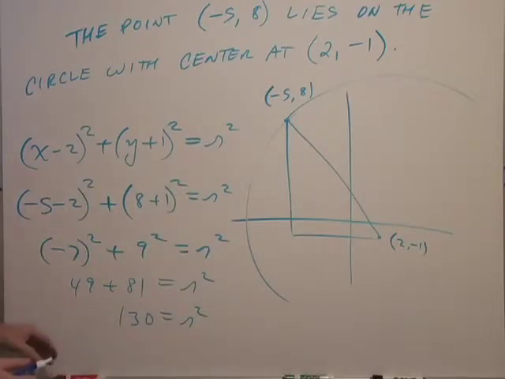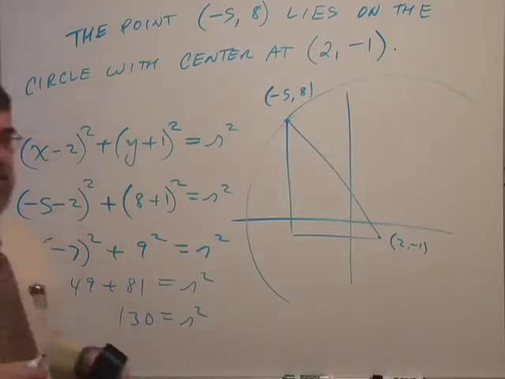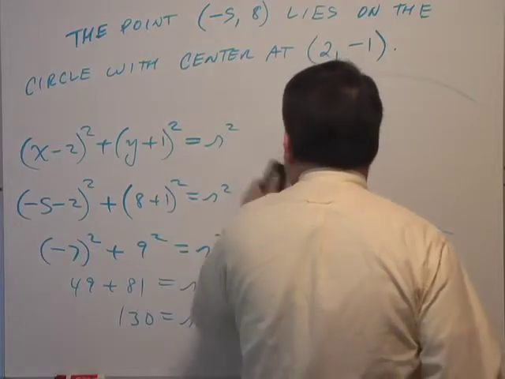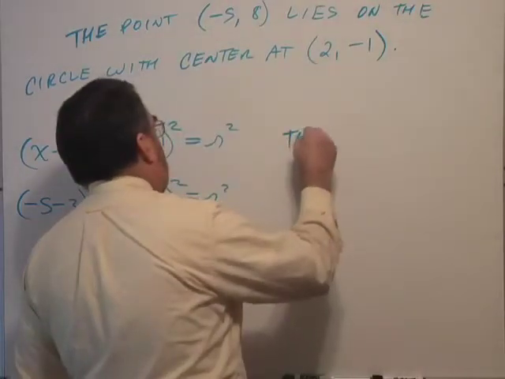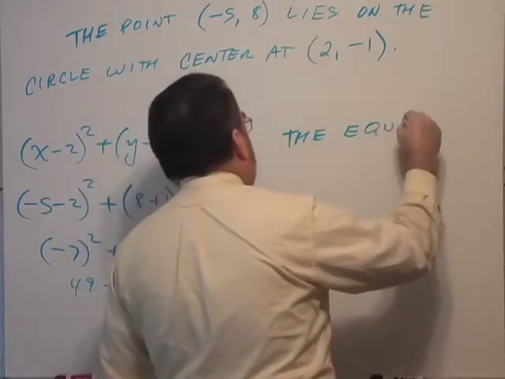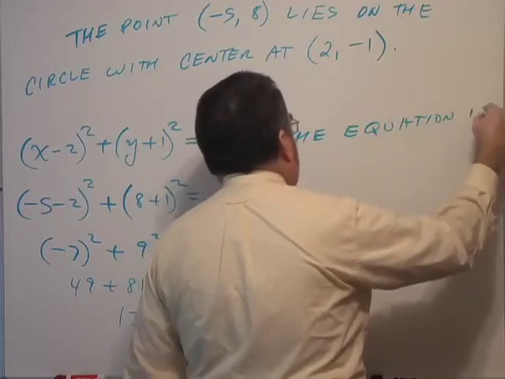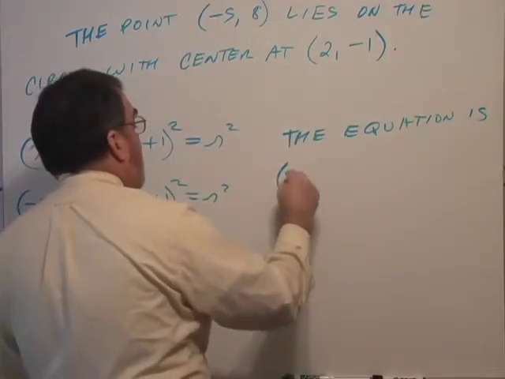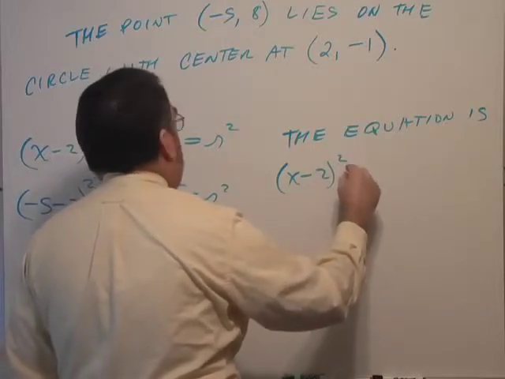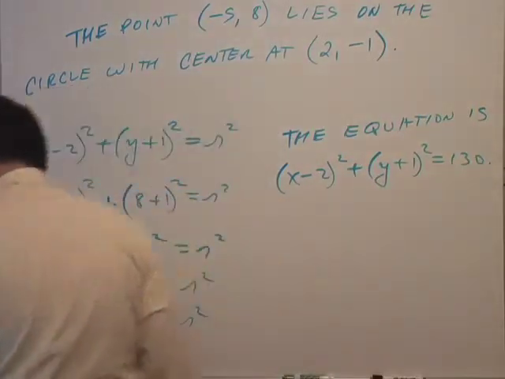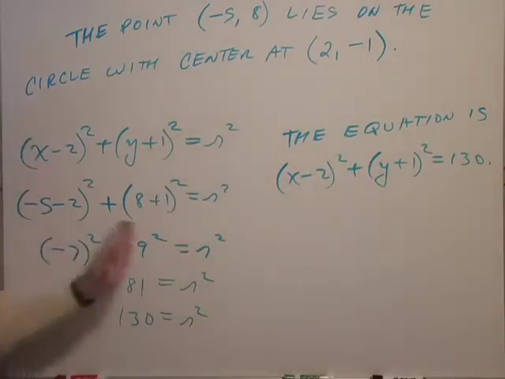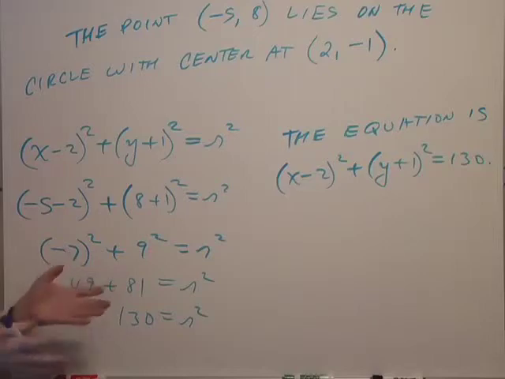So let me write the answer out. Don't forget to write the answer. A lot of students will do this work and stop, and somehow they forgot to write the answer. All right, the equation is going to be x minus 2 squared plus y plus 1 squared equals 130. Remember, r was already squared here, so I don't need to fiddle with it in any way. We're done. That's what it is.